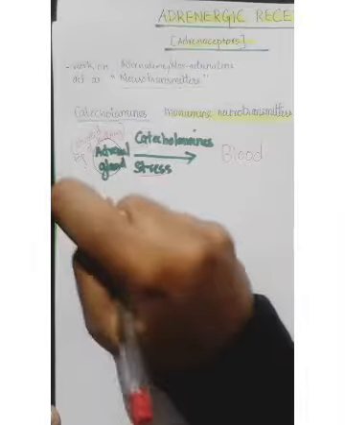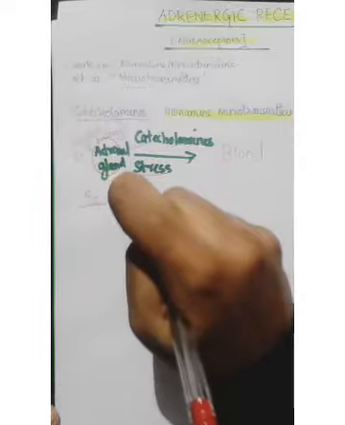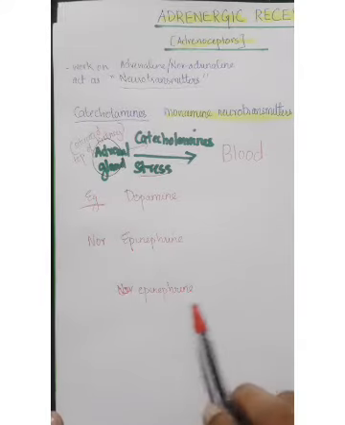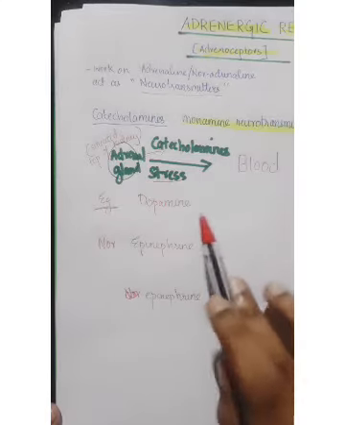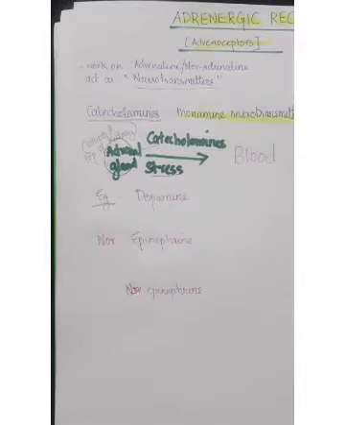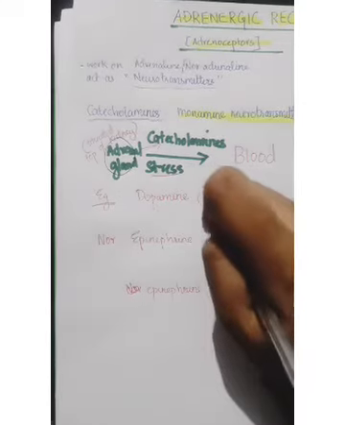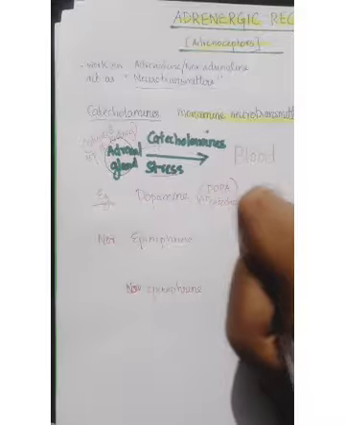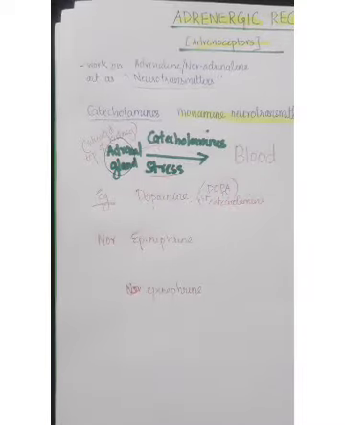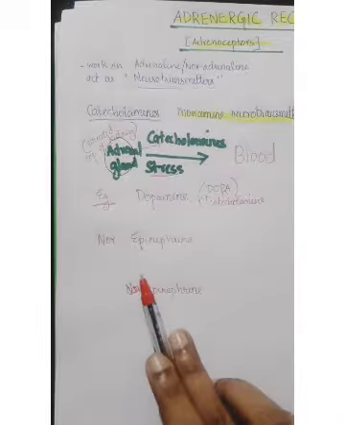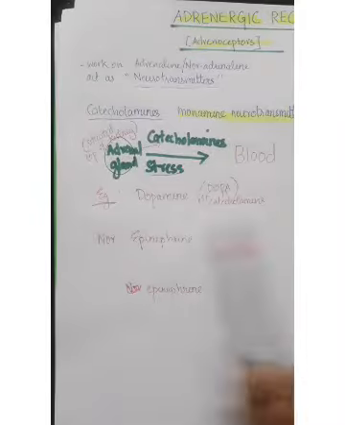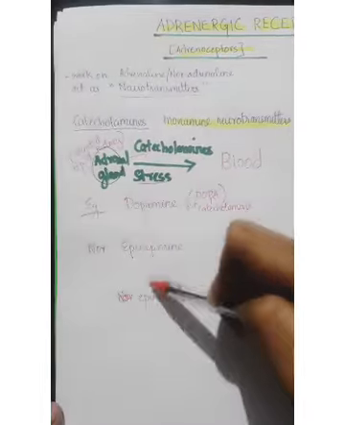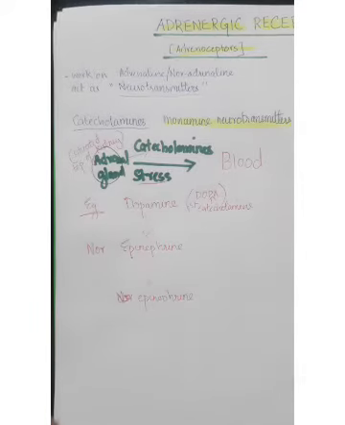What are the examples of catecholamines? We have dopamine, norepinephrine and epinephrine. Dopamine is the first catecholamine synthesized from DOPA, and in turn norepinephrine and epinephrine are derived by metabolic modification of dopamine. By biosynthesis, from dopamine we get epinephrine or norepinephrine.